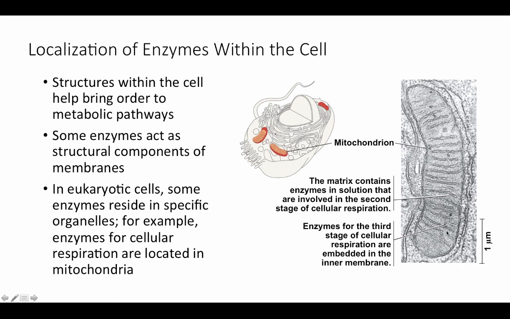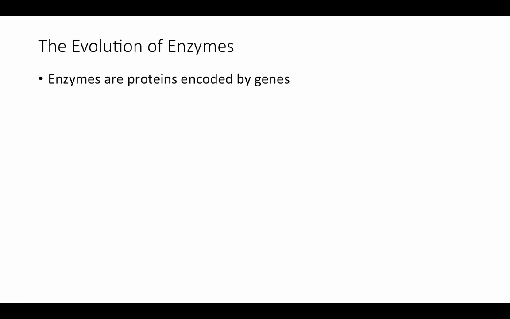So I want to wrap up this discussion by just thinking a little bit about how this multitude of complex, very specific enzymes came about in terms of evolution. So of course, enzymes are proteins. Proteins are coded by genes.